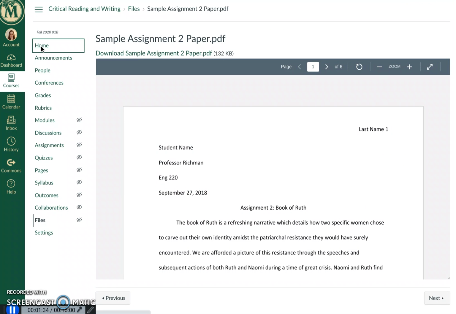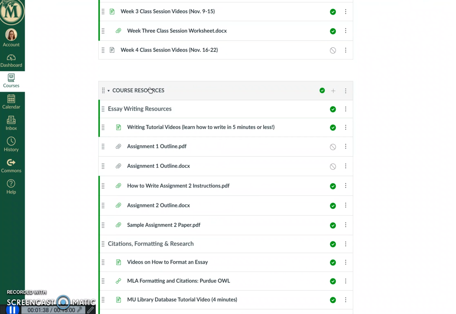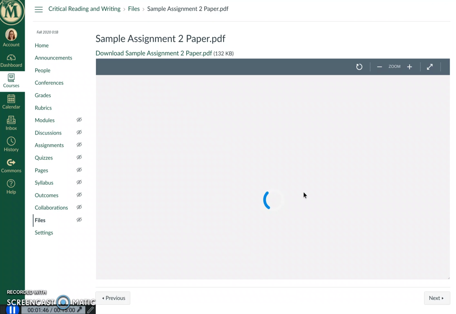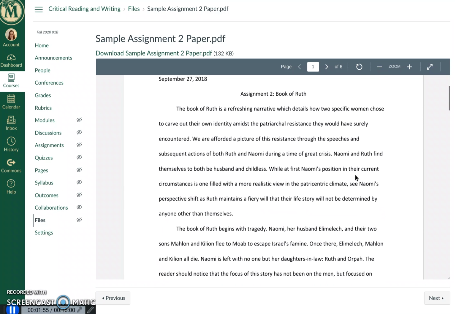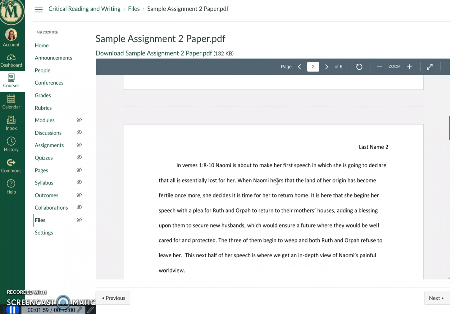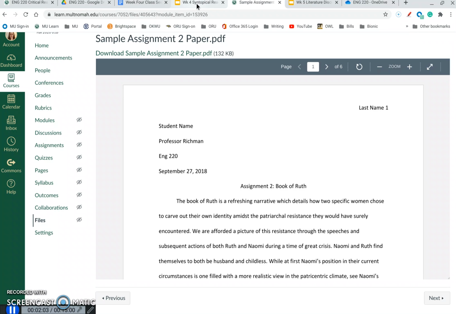So here, let me walk you how to find it. If you go to our homepage, and if you go down course resources, go all the way down to right before the citations and formatting, you'll see sample assignment 2 paper. And this will give you an idea of what I'm looking for. So for some of you, last time you were maybe struggling a little bit with understanding how to format the essays and the different paragraphs. So this will give you a good example of what to look for and what to do in your paper.